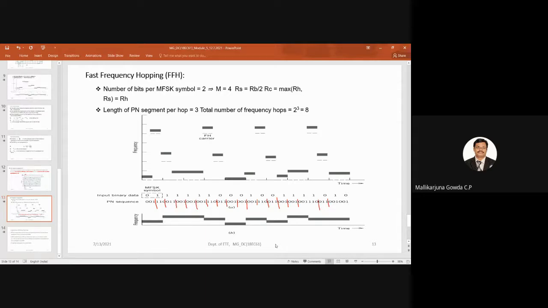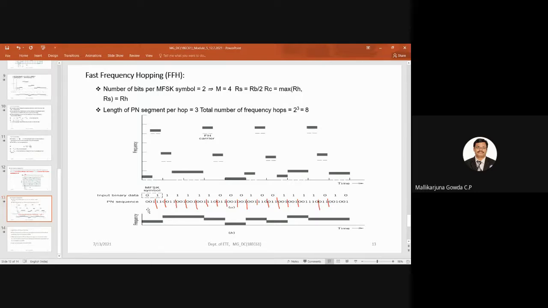With the 3 bits now, there will be 8 hopping frequencies, right? So for one symbol, how many times is it going to hop? Is it 3 hops? Yeah, very good. So there will be 3 hops per symbol. For transmitting symbol 0, 1, there will be 3 hops.